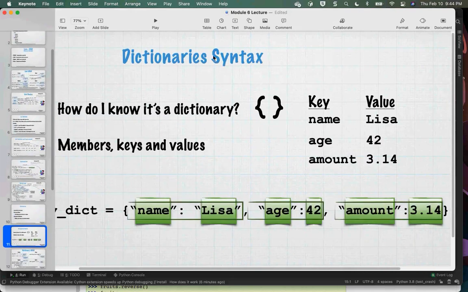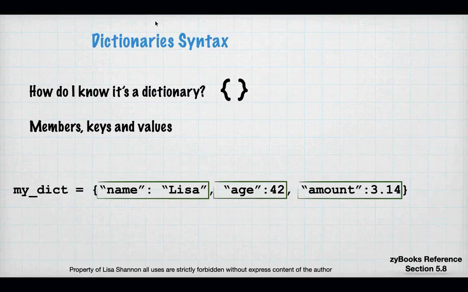So let's talk a little bit about dictionaries here. What is a dictionary? Well, how do I know it's a dictionary first? I know a list because it has square brackets. With a dictionary, it has curly brackets. So if you see a curly bracket on the left and a curly bracket on the right, and it's after an equal sign, then you know it's a dictionary.